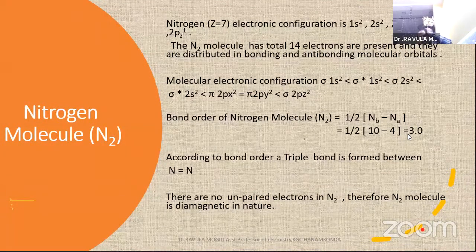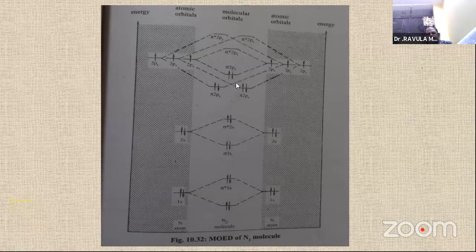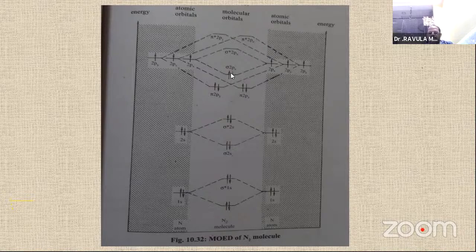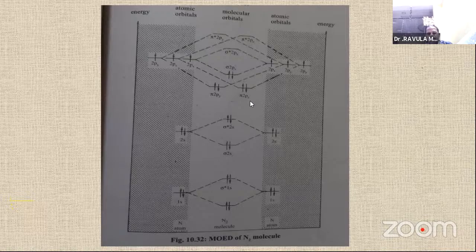So bond order is 3. Therefore, between 2 nitrogen atoms, what type of bond is formed here? A triple bond is formed. So this is a N2 molecule like this. So here pi 2px, pi 2py, this is sigma 2pz. So here 2s, 2s. This is one nitrogen atom. This is one nitrogen atom. This is N2 molecular orbital.